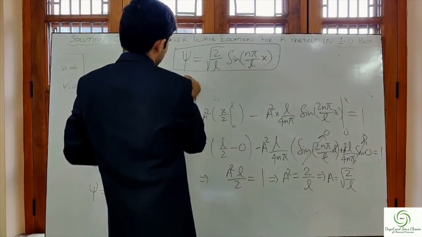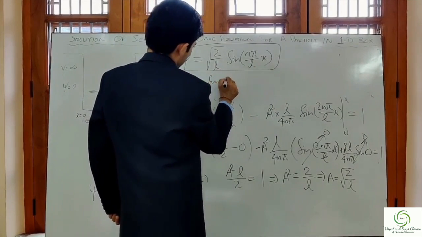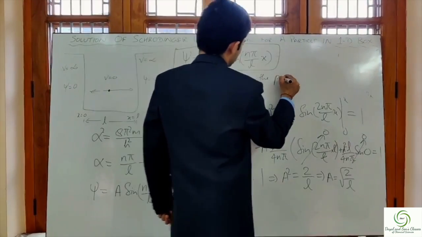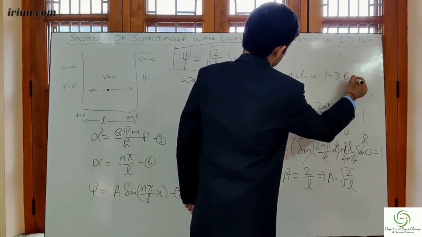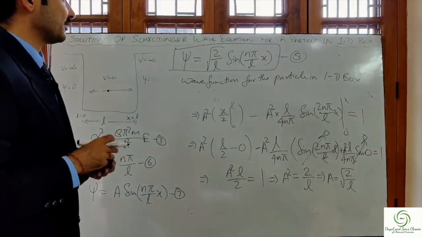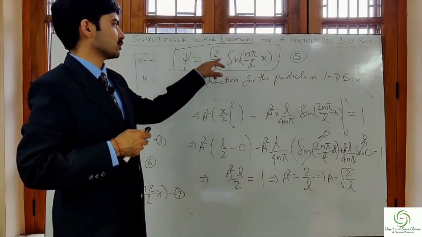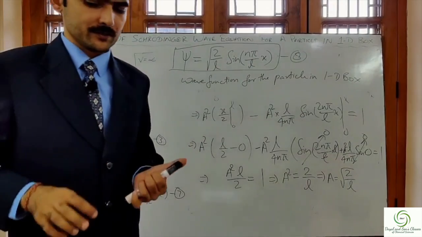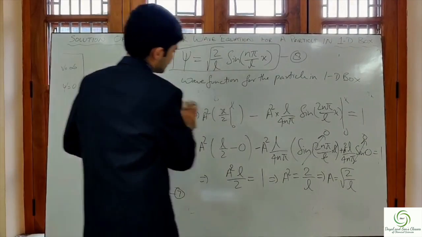So this is the wave function for the particle in 1D box. So what wave function have we got? That psi is equal to under root 2 by L sine n pi x by L. I hope this much is clear.